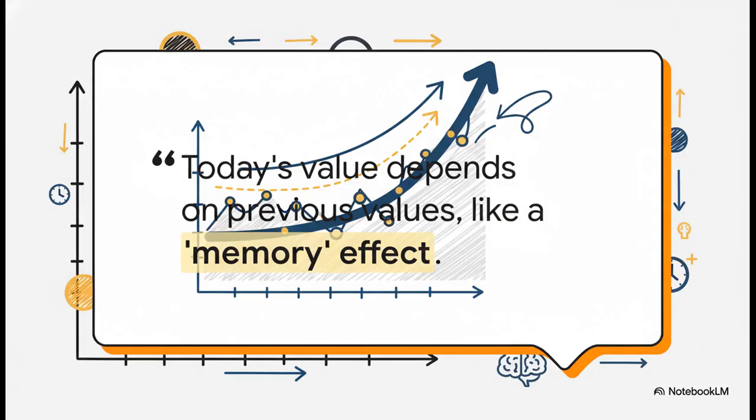Let's start with AR, the autoregressive part. This one is super intuitive. It's based on the idea that today's value is probably pretty similar to yesterday's, right? If the temperature today is 80 degrees, it's probably not going to be 10 degrees tomorrow. The data has a memory that carries over.